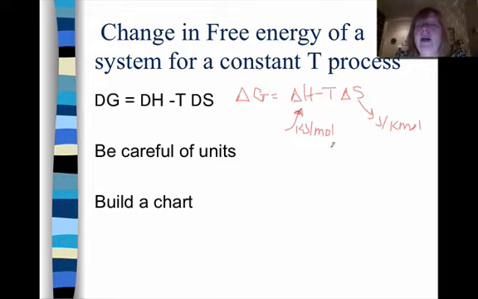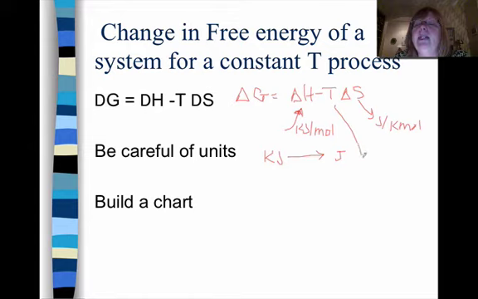And so what you have to do, let's just review. If you have kilojoules and you want to go to joules, so if you wanted to change your delta H into joules, you would multiply by 1,000. Or if you wanted to change your delta S into kilojoules, you would divide by 1,000. So going back and forth between these units should be pretty easy for you now.